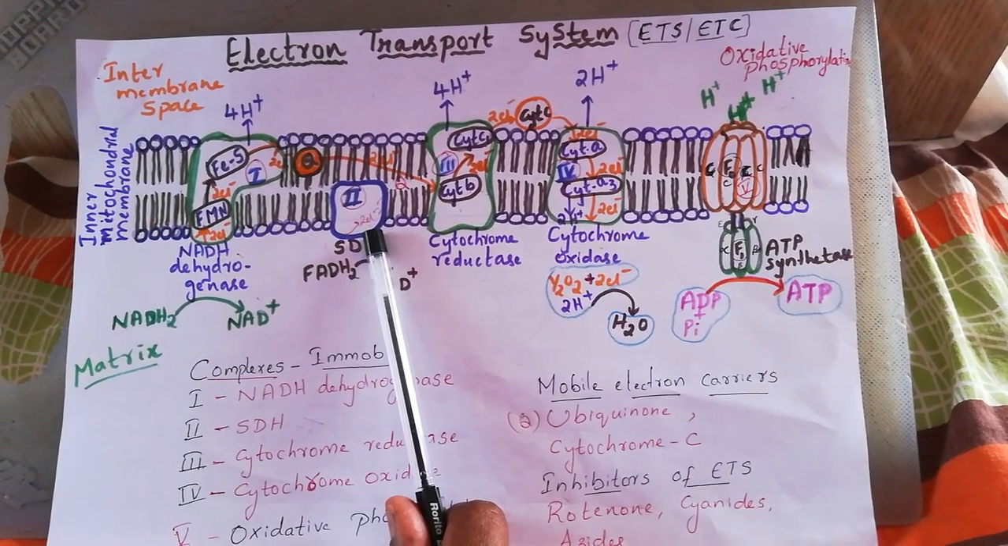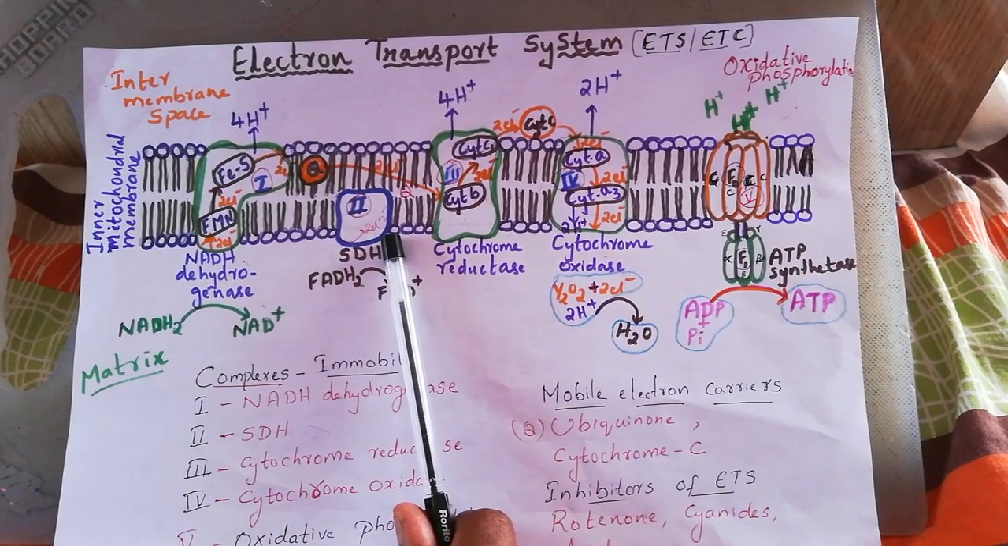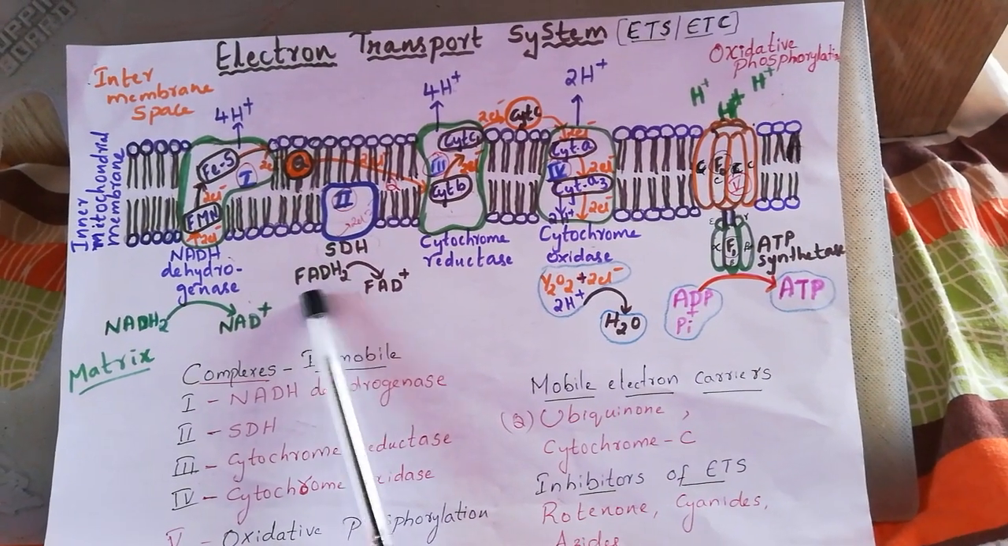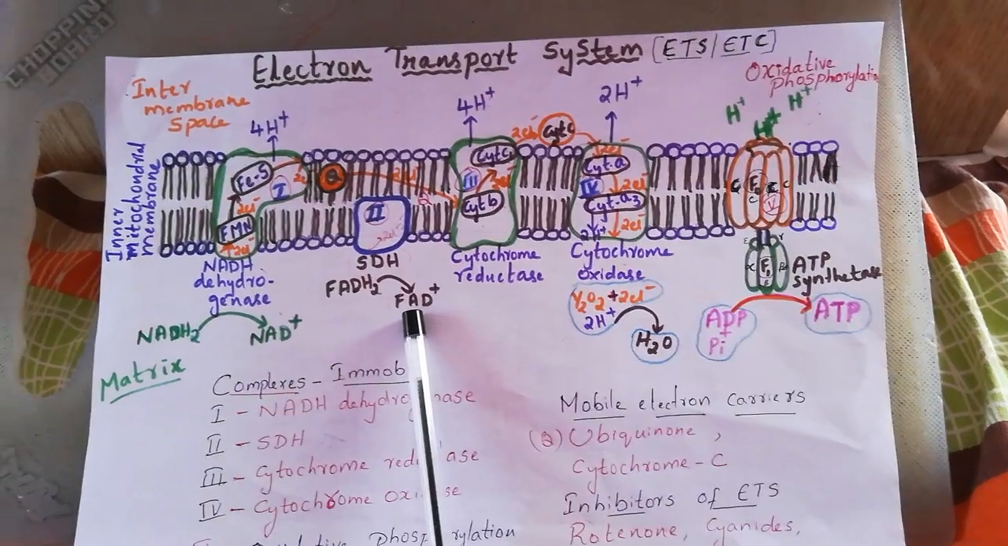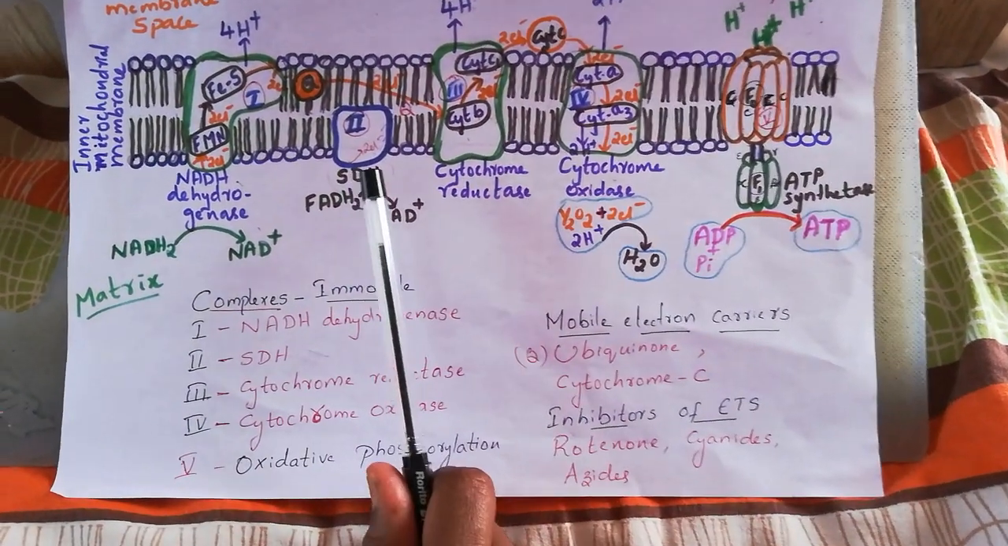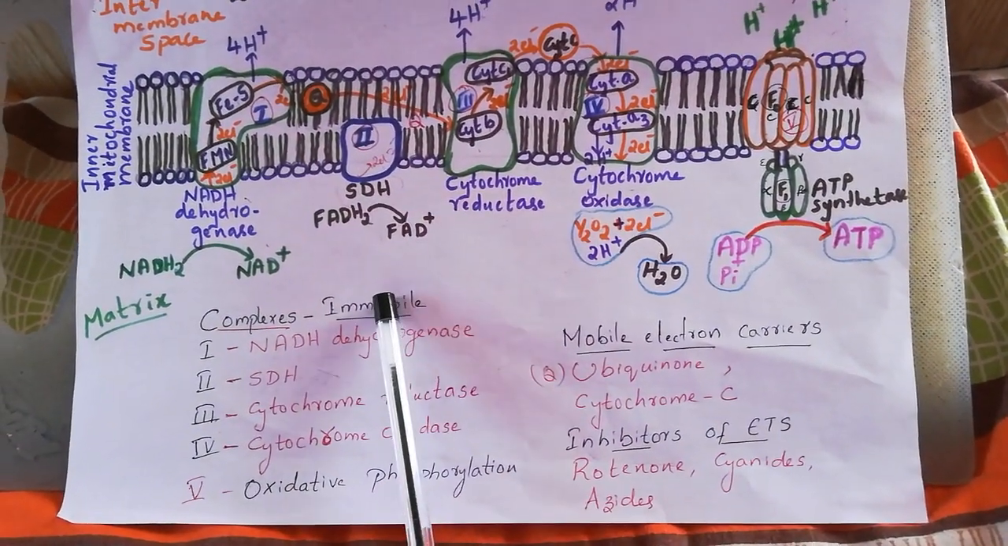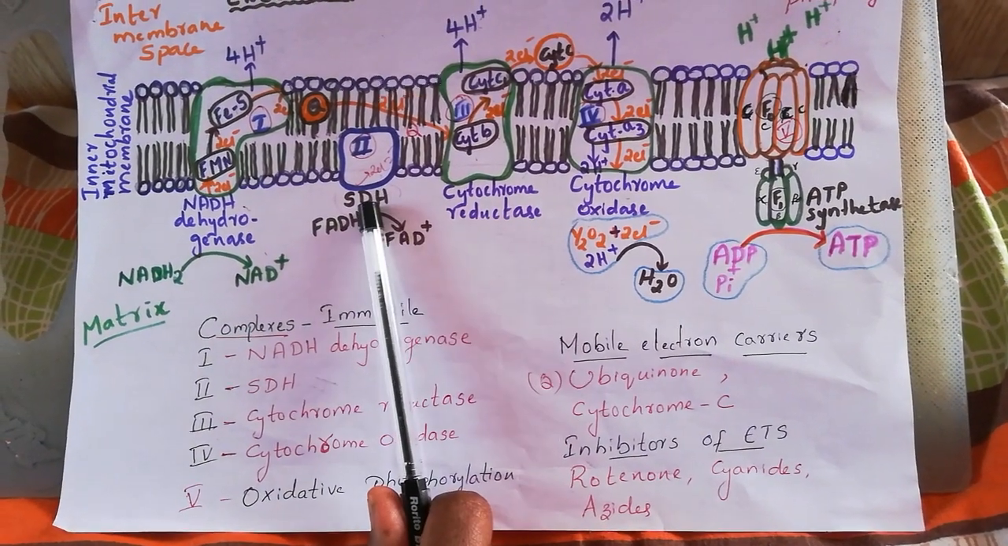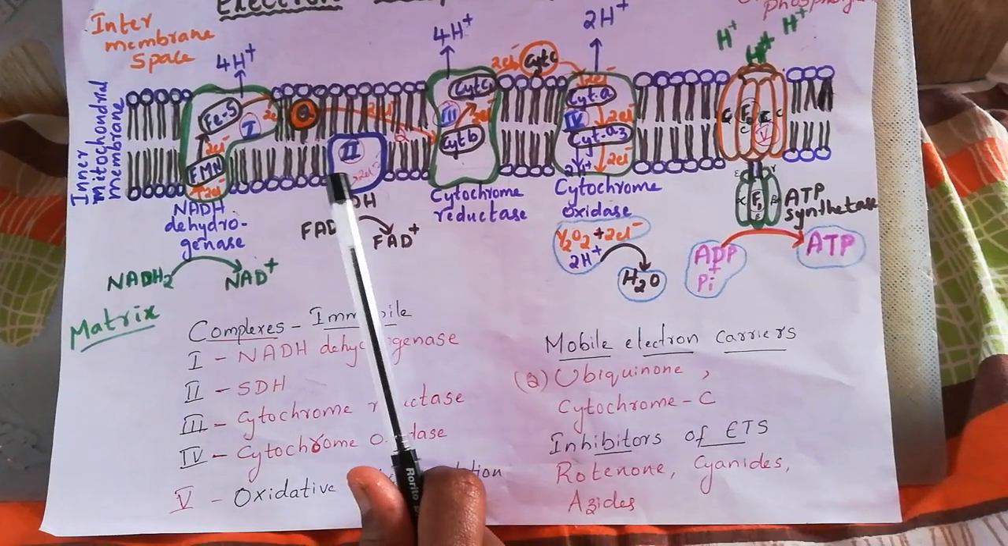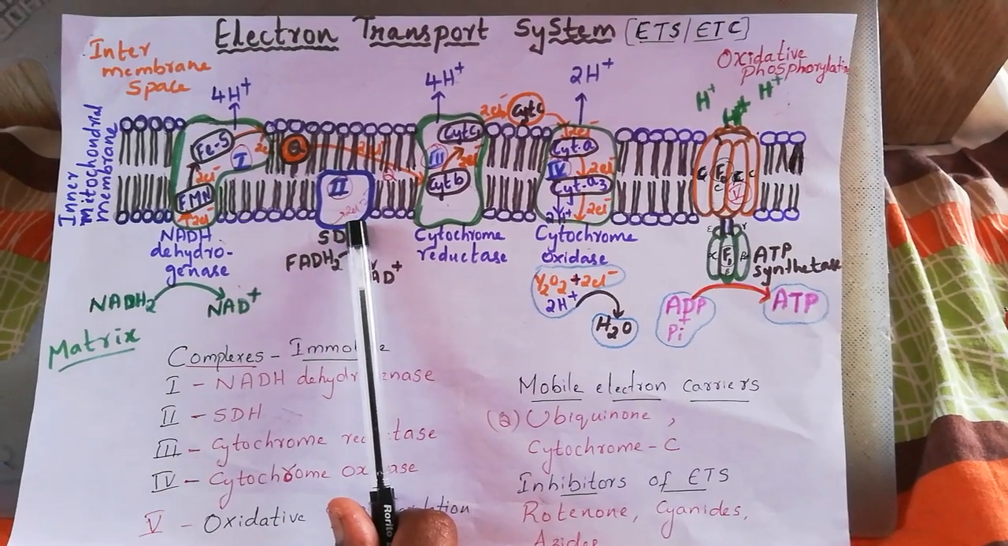This succinate dehydrogenase enzyme in the second complex does the oxidation of FADH2. All the enzymes of the Krebs cycle are present in the matrix of mitochondria, except succinate dehydrogenase, which is present in the inner mitochondrial membrane.